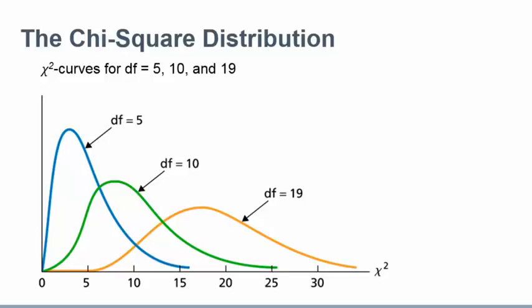Our first graph has a degrees of freedom of 5, and you can easily see the skew. When we get to a degrees of freedom of 10, the skew is much less, and by degrees of freedom 19, the chi-squared distribution looks much more like the normal standard distribution.